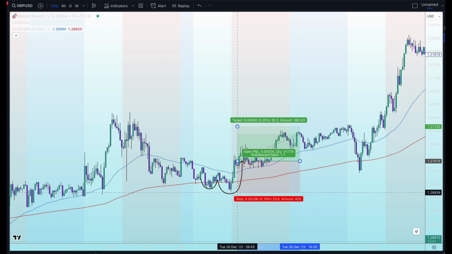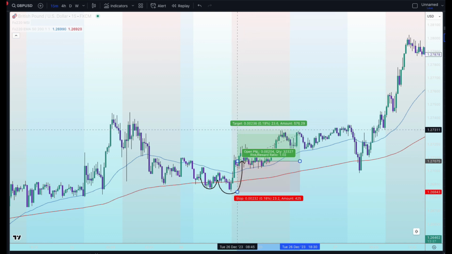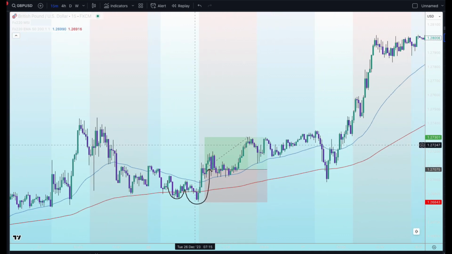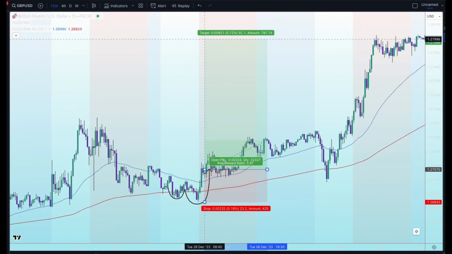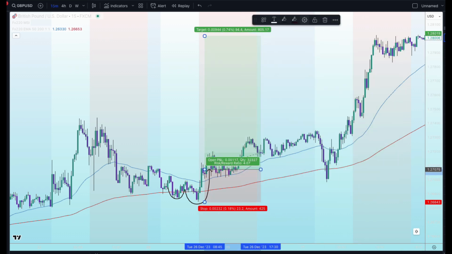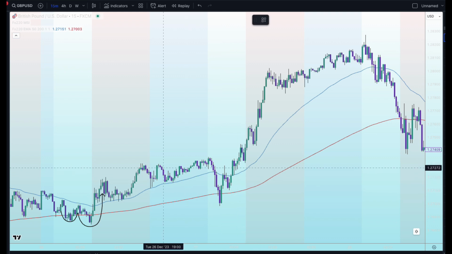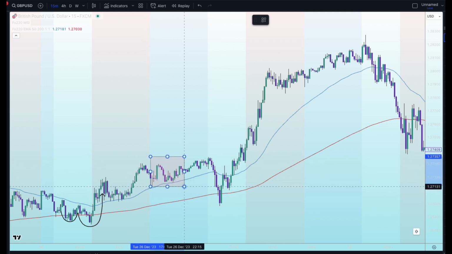Stop loss at the low. Take profit. You can either go for a 1-to-1, or as you can see, you can go for more, 1-to-4, until you see a reversal. The next day, another W formation. I'll highlight the Asian session.